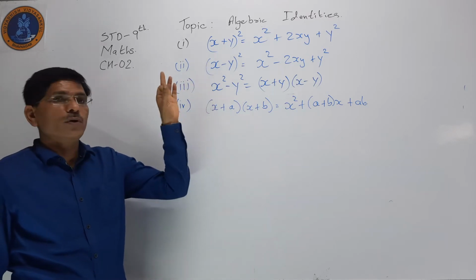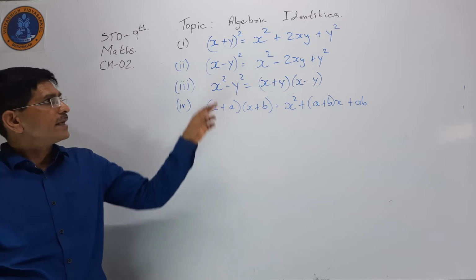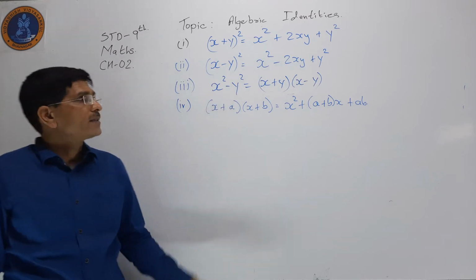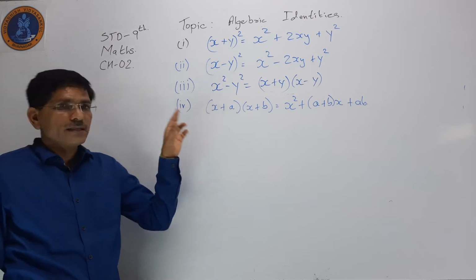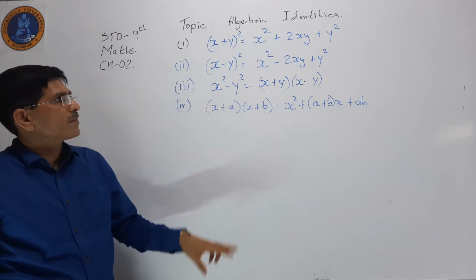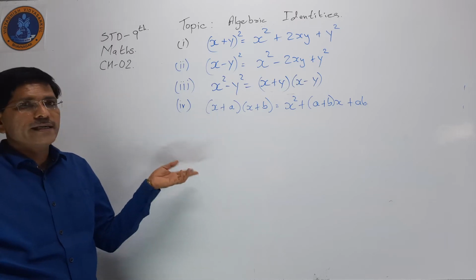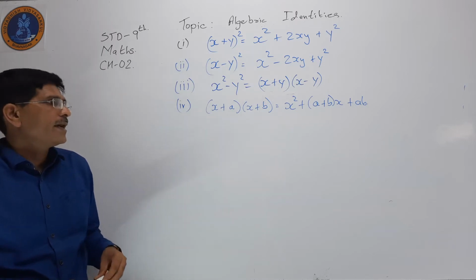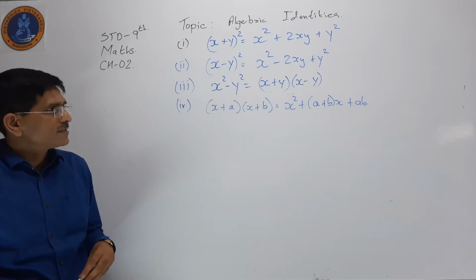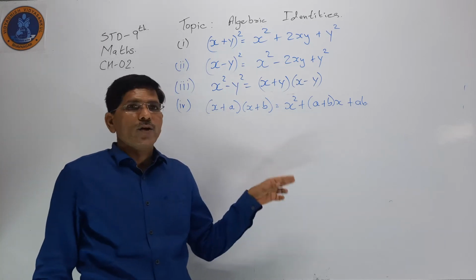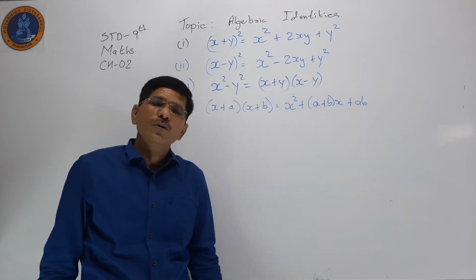(x minus y) whole squared is x square minus 2xy plus y square. The third identity is x square minus y square is equal to (x plus y)(x minus y). And the fourth identity is (x plus a)(x plus b) is equal to x square plus (a plus b)x plus ab.